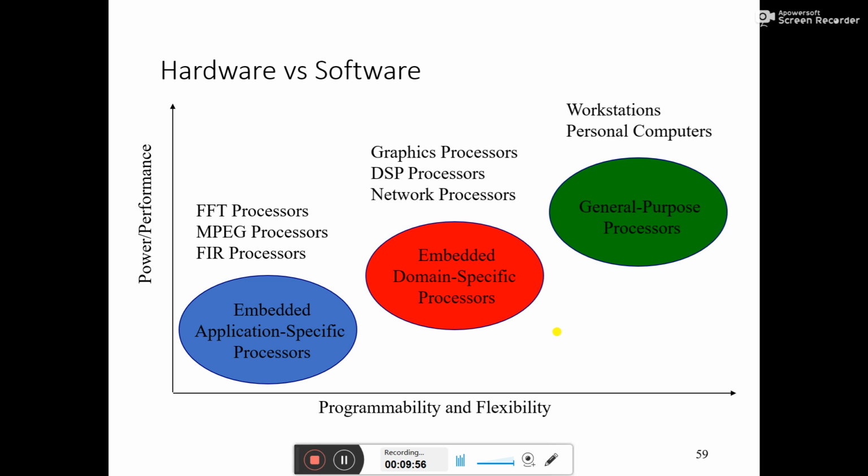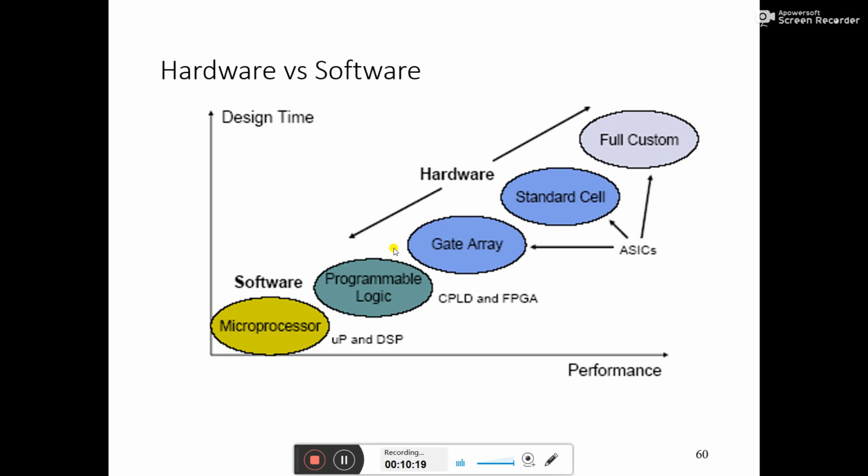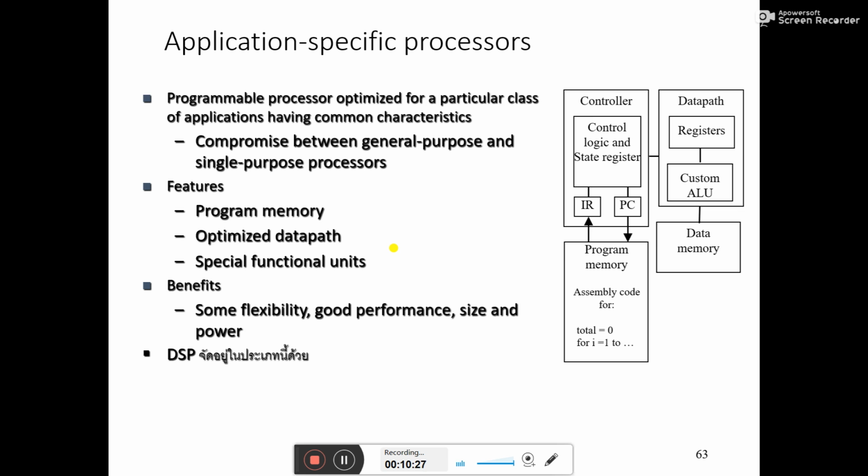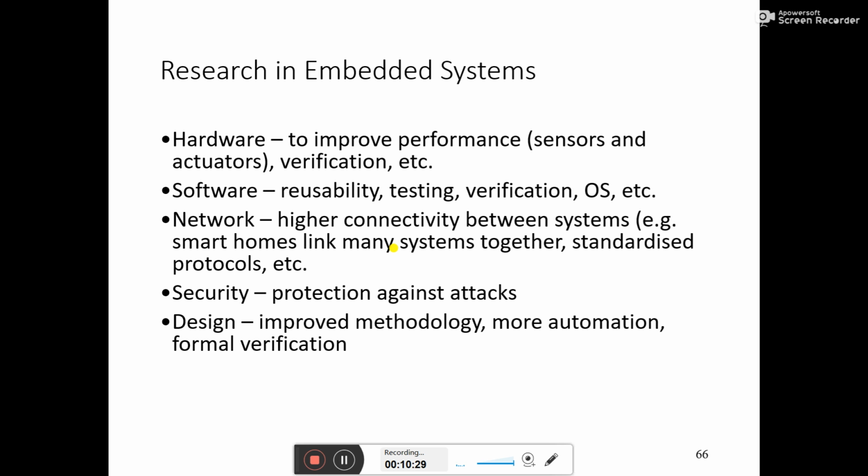So it is about embedded processors. There is power, performance, programmability and flexibility of embedded systems. There are embedded application-specific processors, which are specialized processors. Then embedded domain-specific processors, which are graphics processors, DSPs and network processors. Then general-purpose processors, for example your personal computer. I have covered these things for your knowledge only, and if you have any problem with them, you can talk to me.